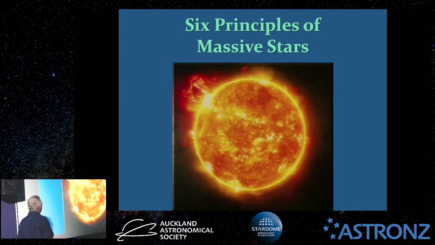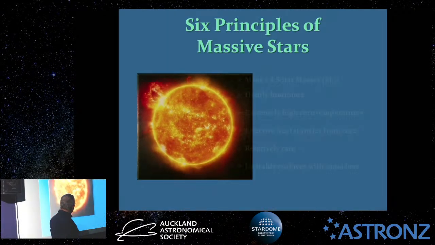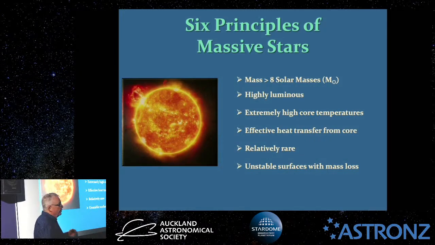So, 6 principles of massive stars. Let's have a look at them. We're going to talk about their masses, how they're all more than 8 solar masses, how they're all highly luminous, which you now know means highly bright, very, very bright. We're going to talk about how they all have really high temperatures in their cores, how they have very effective methods of transferring that high energy, that heat, from their cores out to the surface, how and why they're relatively rare, and why they are also very unstable, their surfaces, with associated loss of their mass. And that's really one of the main things that drives the whole evolution of the different types of massive stars.